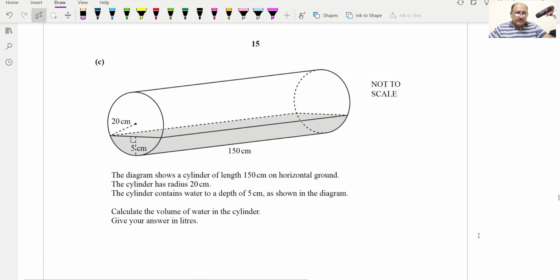C part, they're saying diagram is not to scale. The diagram shows a cylinder of length 150 centimeter on horizontal ground. The cylinder has radius 20 centimeter. The cylinder contains water to a depth of 5 centimeter as shown in the diagram. Calculate the volume of the water in the cylinder. Give your answer in liters basically.